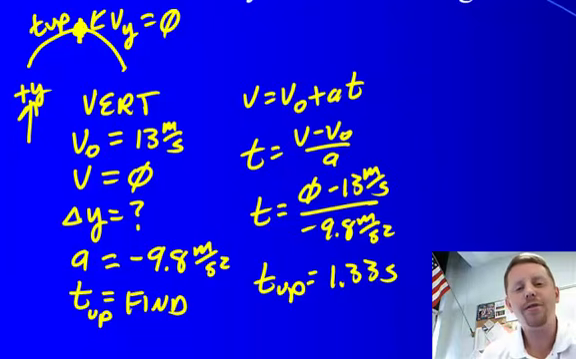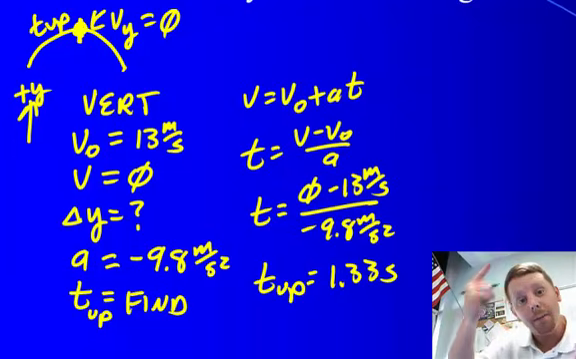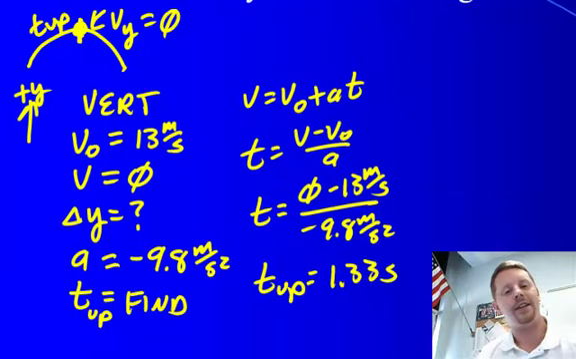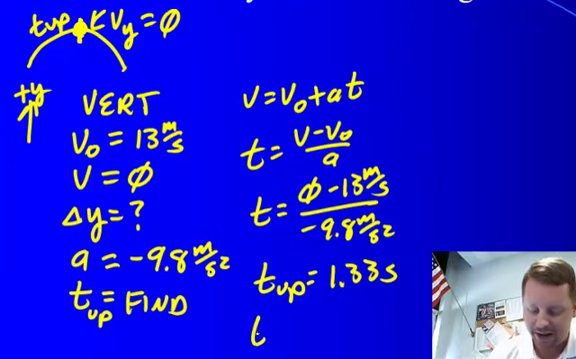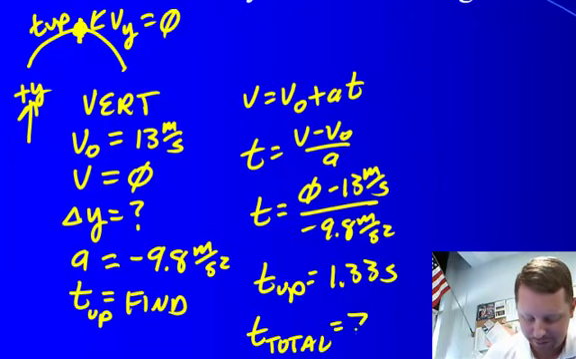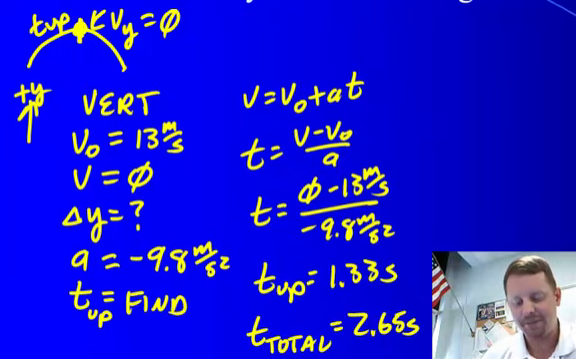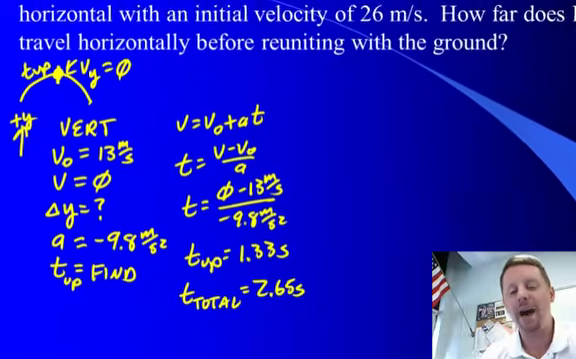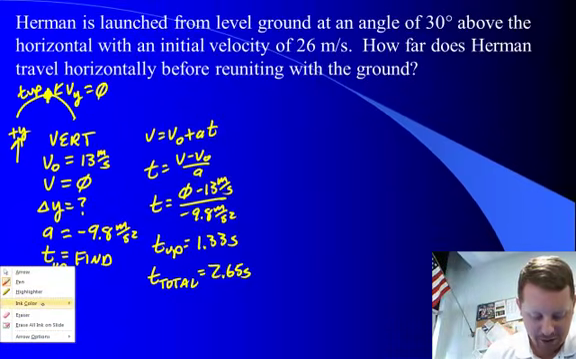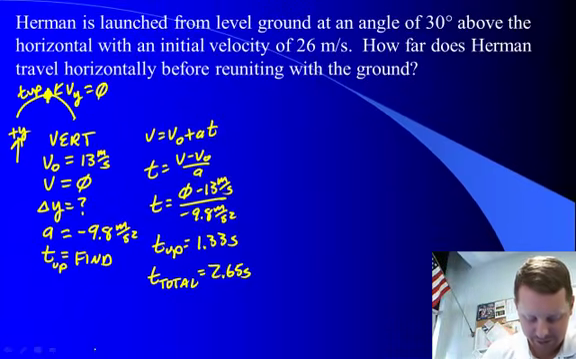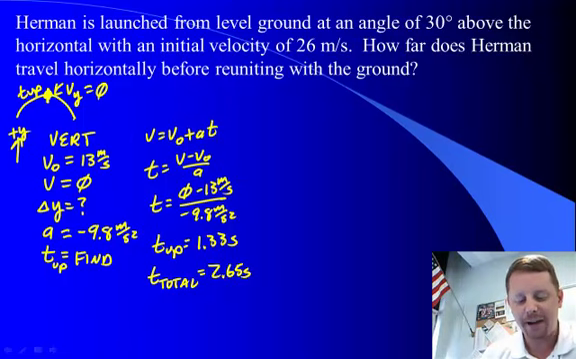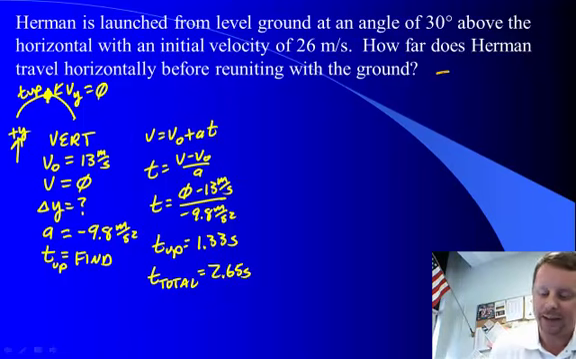But we want the total time in the air. Well, if it takes 1.33 seconds to go up, it takes 1.33 seconds to go down. And with some rounding error, if I just plug that into my calculator, I find that my total time is actually 2.65 seconds. Excellent. We know how long Hermann's in the air. We just made our lives considerably easier. We're trying to find how far he travels horizontally. That means we're looking for delta x.